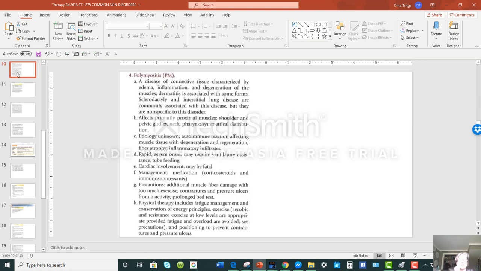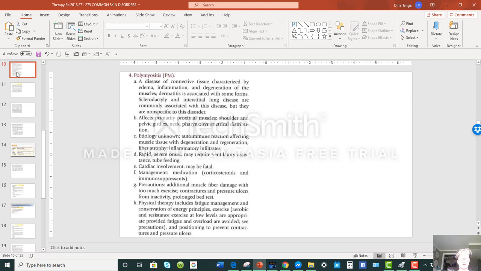Rapid severe onset may require ventilatory assistance, tube feeding. Cardiac involvement may be fatal. Management: medication, corticosteroids, and immunosuppressants. Precautions: additional muscle fiber damage with too much exercise. Contractures and pressure ulcers from inactivity. Prolonged bed rest.